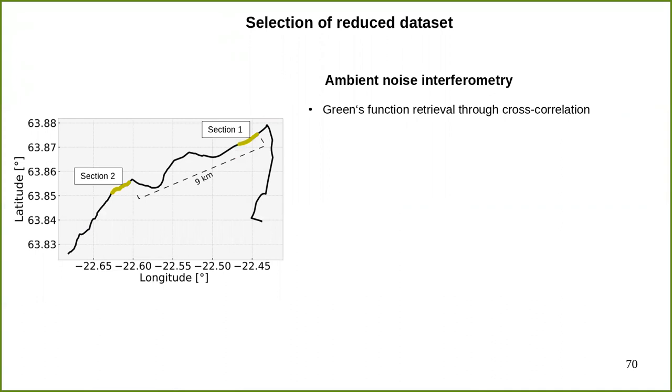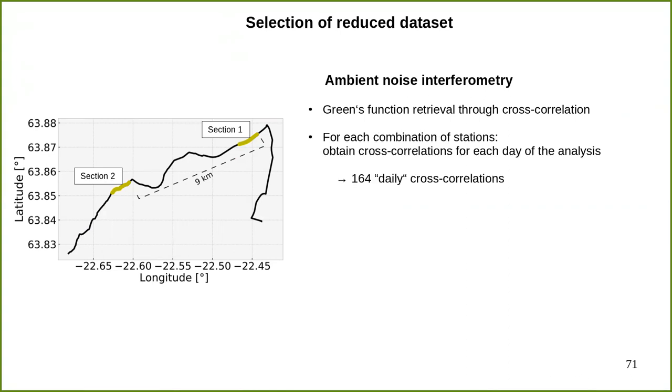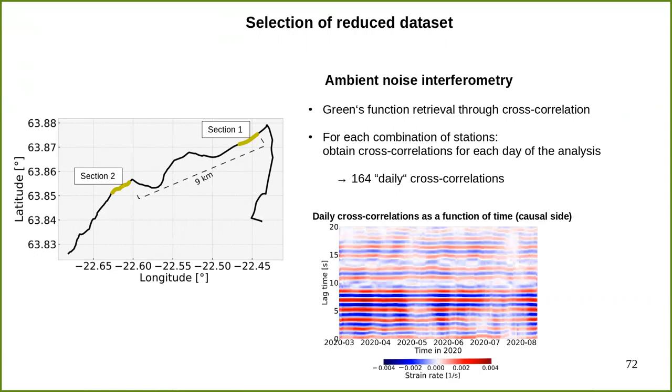part of the fiber. With these channels, we again apply ambient noise interferometry and extract the Green's functions through cross correlation. We do that for each combination of stations and each day of the analysis. Thus, we obtain 164 daily cross correlations for each station combination. This is shown here for an arbitrary channel combination. So here, daily cross correlations as a function of time are shown, and 164 cross correlations are plotted next to each other.